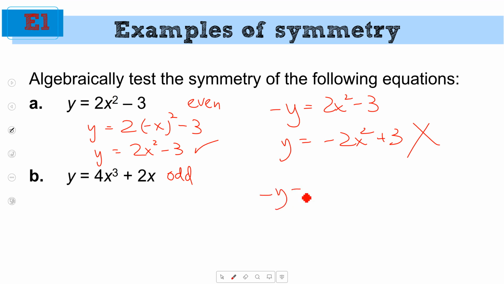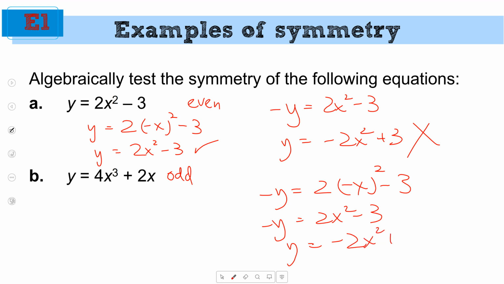And then the last one is doing both of them. Negative y equals 2 times negative x quantity squared minus 3, which means that negative y is equal to 2x squared minus 3, so y is equal to negative 2x squared plus 3. Doesn't match. And that's testing all 3 scenarios.